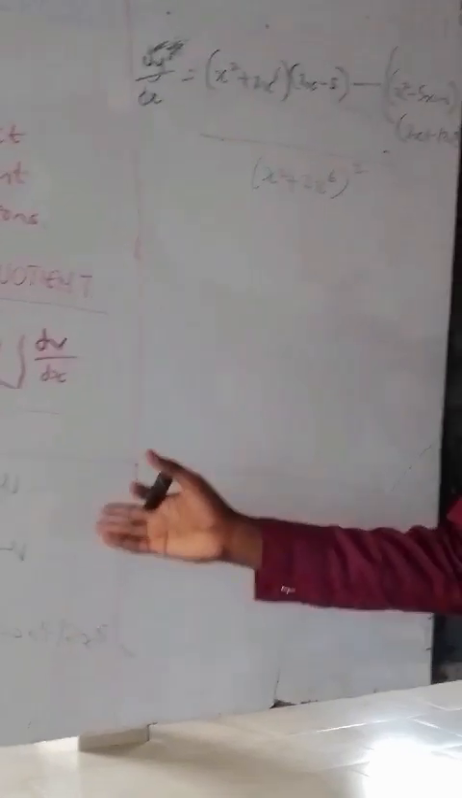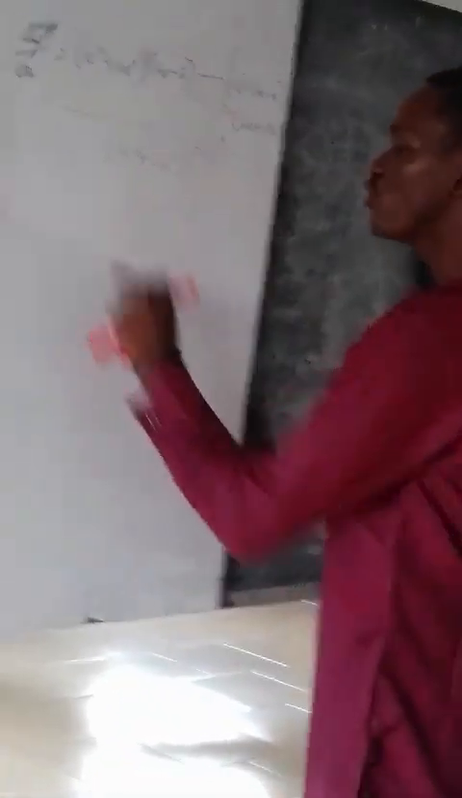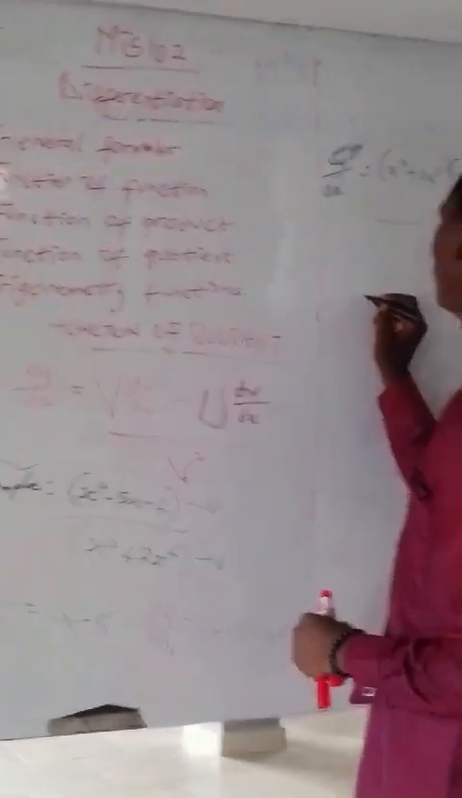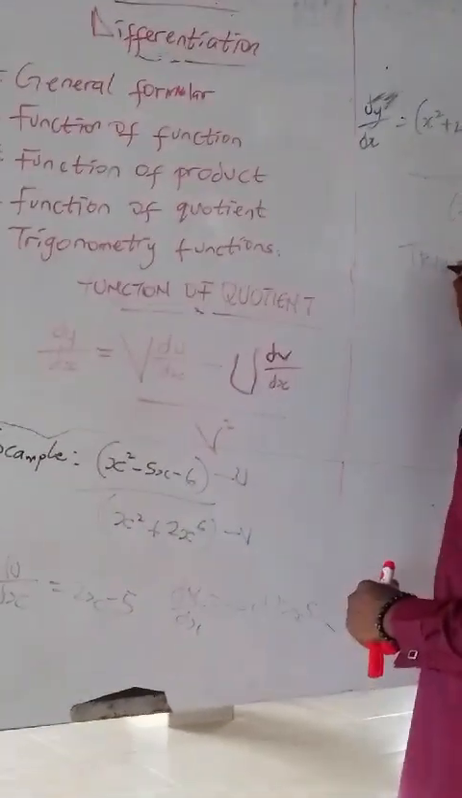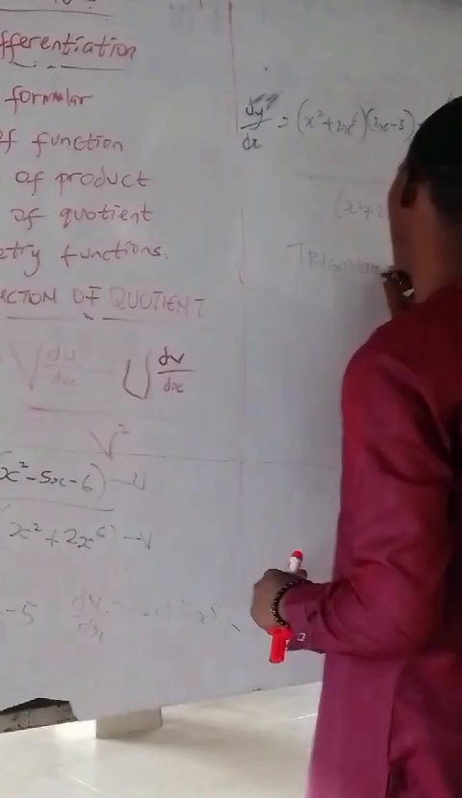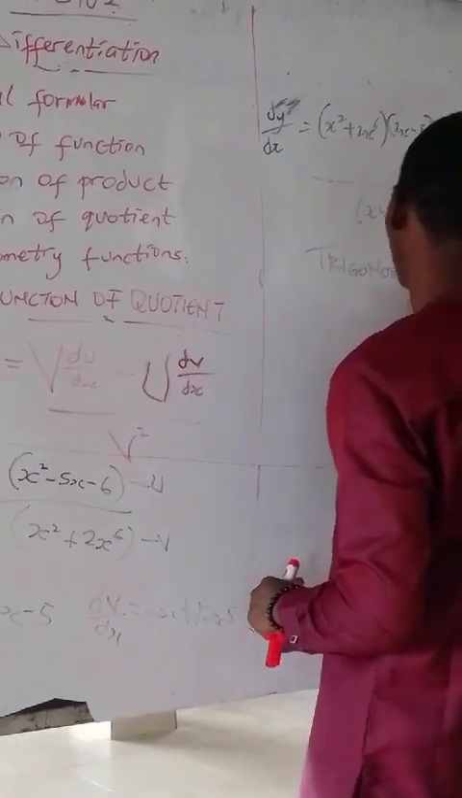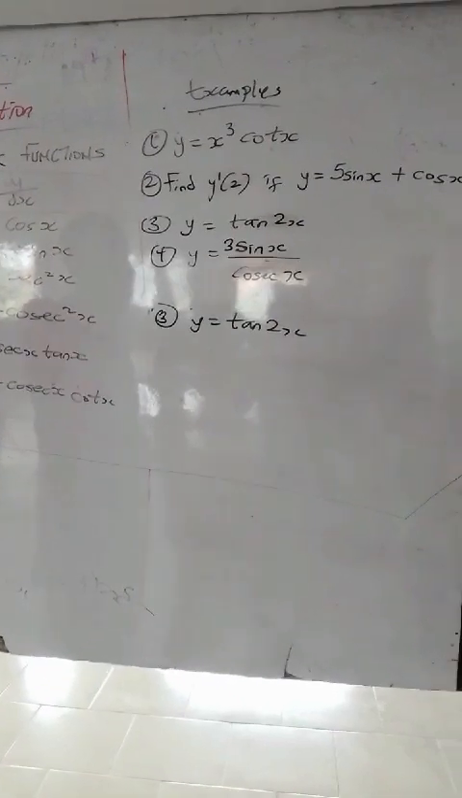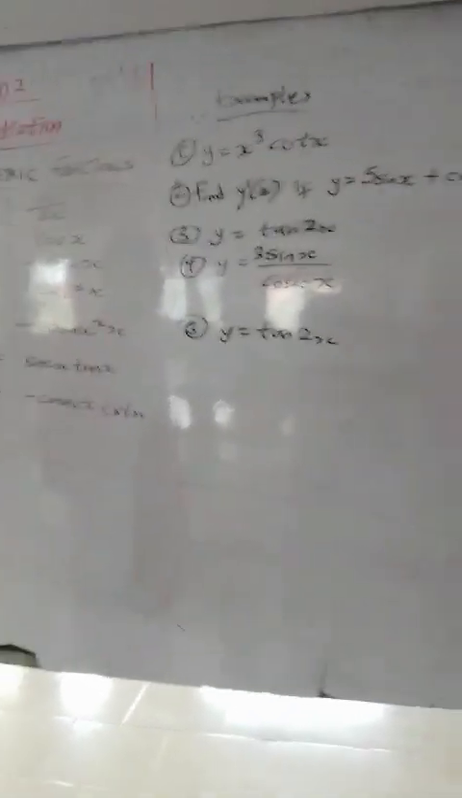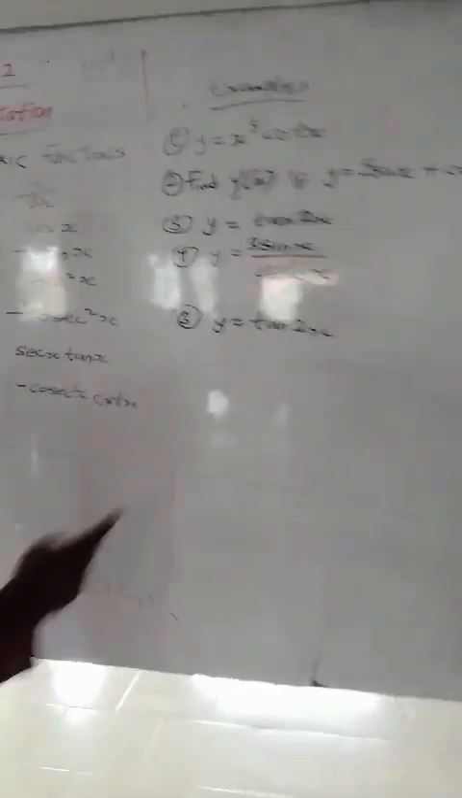That is that of the function of quotient. I won't want to dive into other questions of that. But the next thing I will be doing is the trigonometry function. That's 3. This is tan 2x. This is how you will solve it.